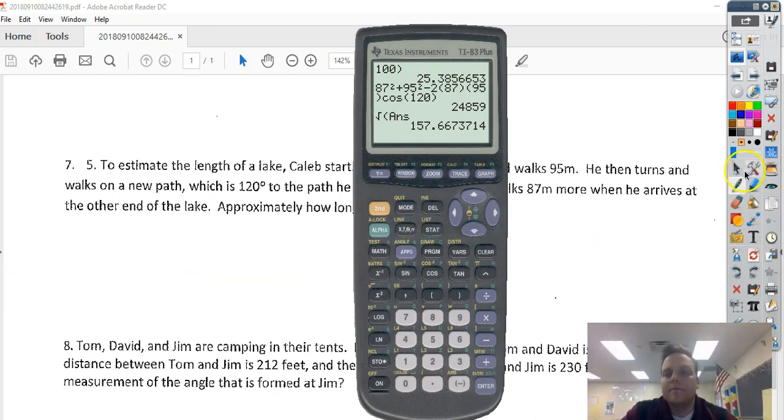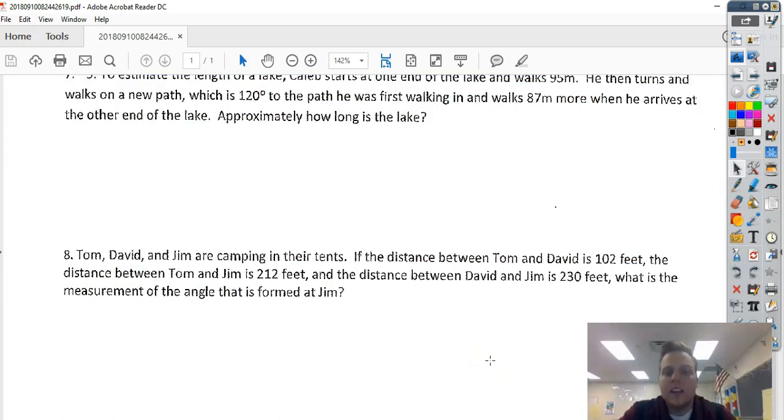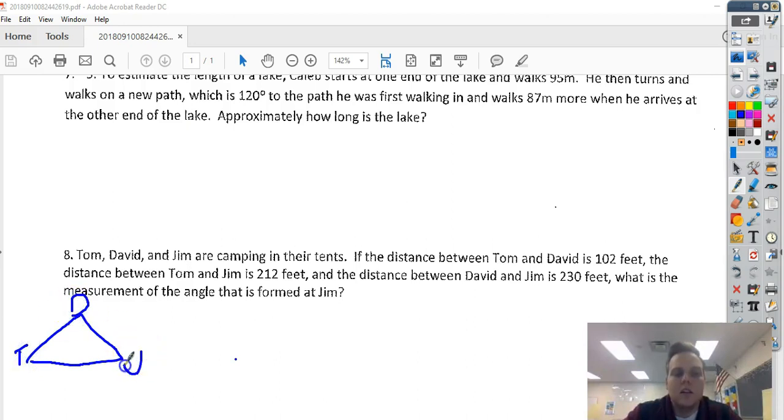All right, problem 8. Tom, Dave, and Jim are camping in their tents. The distance between Tom and Dave is 102. The distance between Tom and Jim is 212. The distance between Dave and Jim is 230. What is the measure of the angle that is formed at Jim? So we've got 3 guys camping in their 3 tents: Tom, Dave, and Jim. Tom to Dave is 102, Tom to Jim is 212, and Dave to Jim is 230.